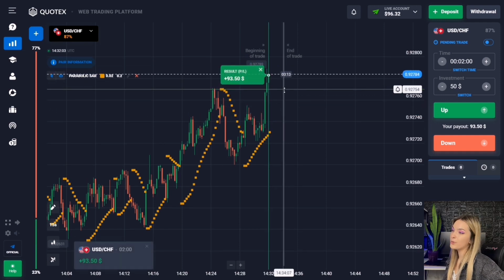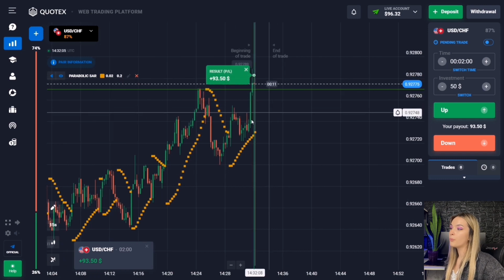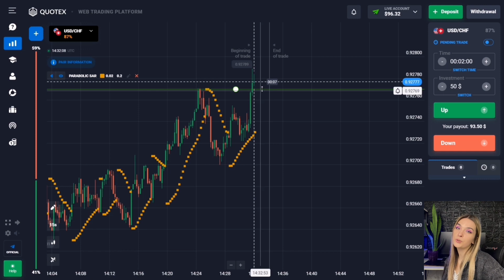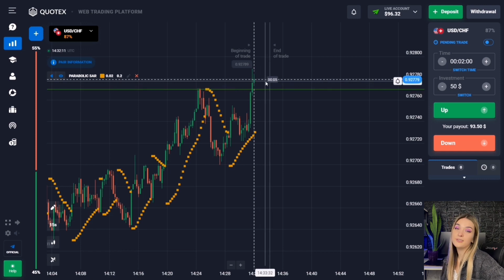Good. Indeed, there was a pullback down, but after that, the upward movement continued and we made a profit. 2 minutes in this situation was enough for us. So guys, everything is going great.